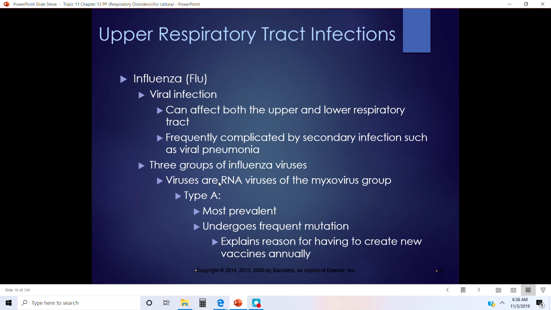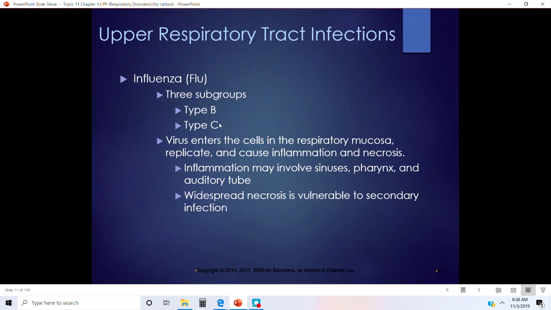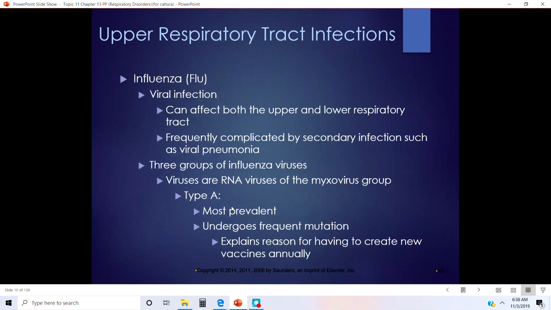There's A, and I'll just flip to the next slide, B, and C. The most common one, the most prevalent, is the type A virus, right? This is an RNA virus. This is something in the myxovirus group, right? But this is an RNA type A virus.